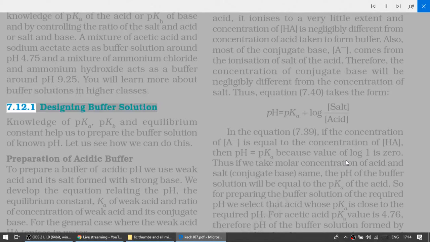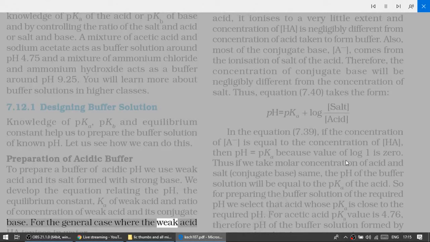Designing a buffer solution. Knowledge of pKa, pKb and equilibrium constant helps us to prepare a buffer solution of known pH. Let us see how we can do this. Preparation of an acidic buffer. To prepare a buffer of acidic pH, we use a weak acid and its salt formed with a strong base. We develop the equation relating the pH, the equilibrium constant, Ka, of the weak acid and the ratio of concentration of the weak acid and its conjugate base.